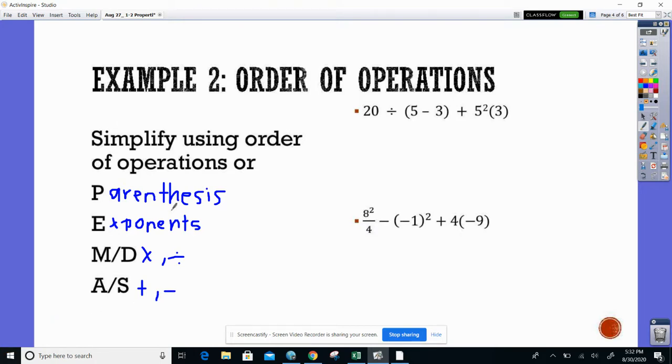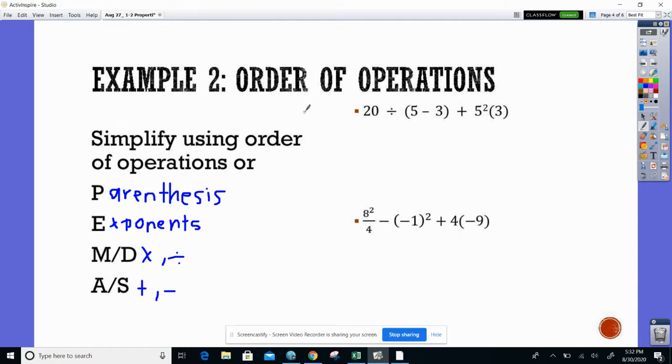Keep in mind when we're talking multiplication and division, it's not multiplication then division. It's from left to right, whatever comes first. Okay, so we have parentheses, exponents, multiplication and division, addition and subtraction. So we're just going to do a couple examples over here to the right using this order of operations.